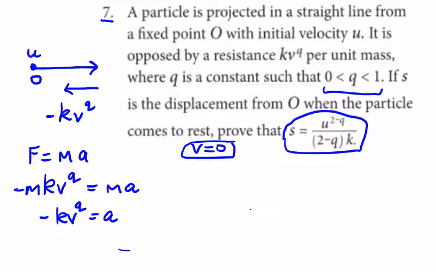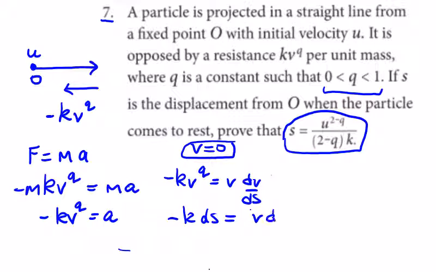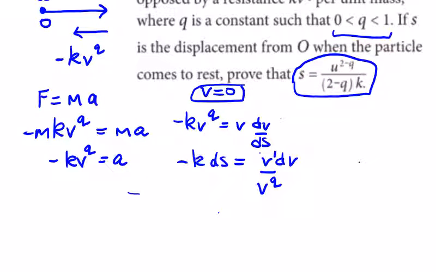We're going to use v dv/ds here. I think we're using displacement. So minus kv to the power of q is equal to v dv/ds. So we're going to get minus k ds is equal to v dv divided by v to the power of q, and that's to the power of 1 on top. So that's where we're going to get that indice going on. Minus k ds is equal to v to the power of 1 minus q dv if I bring it up, and that makes it a little bit easier to integrate.